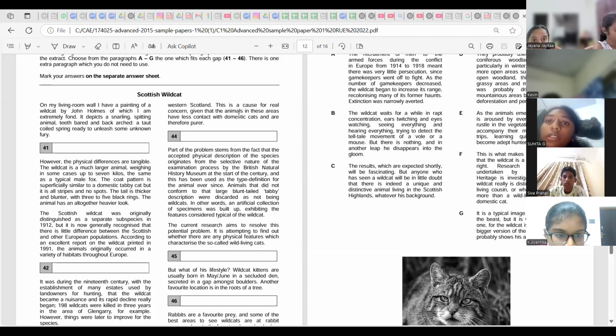Part of the problem stems from the fact that the accepted physical description of the species.